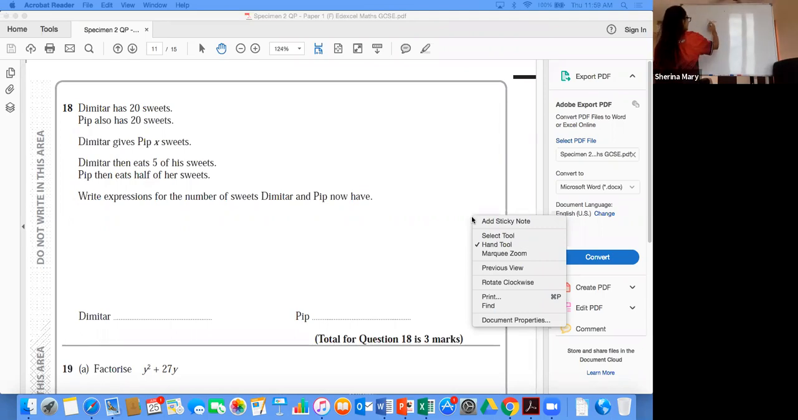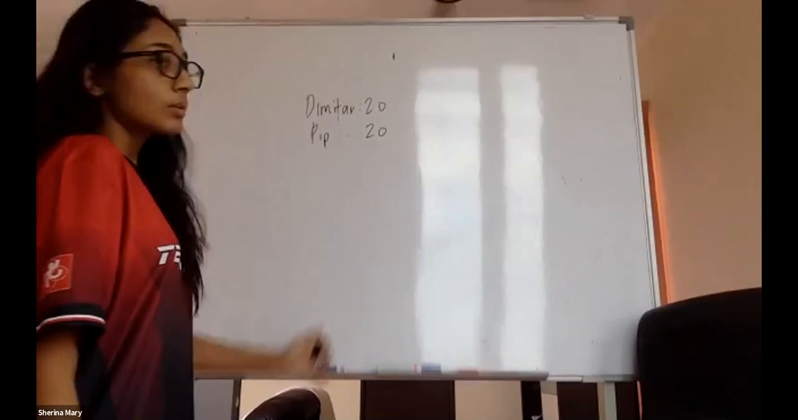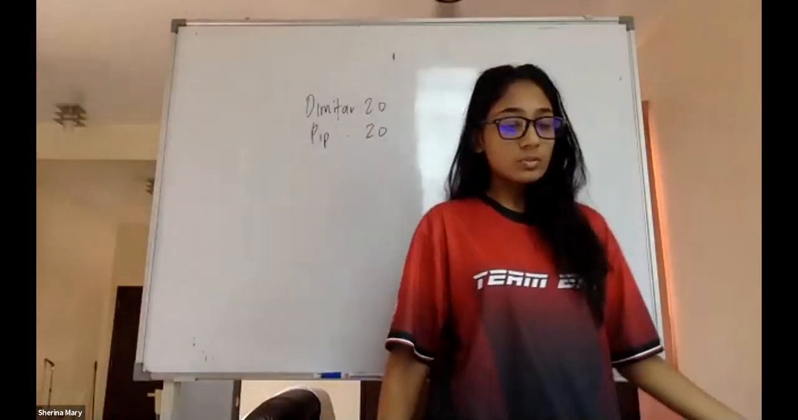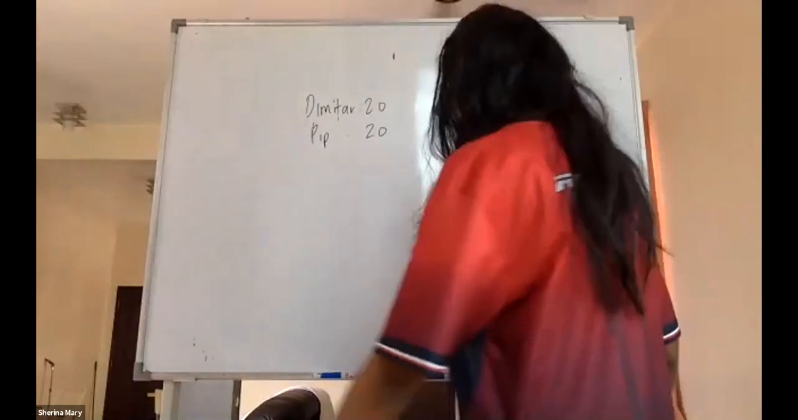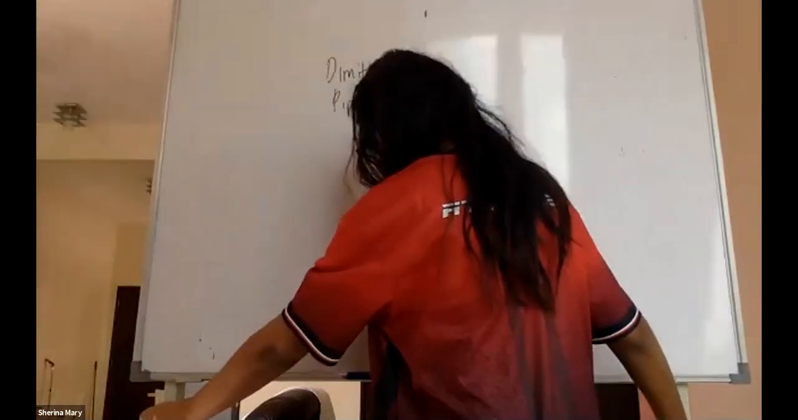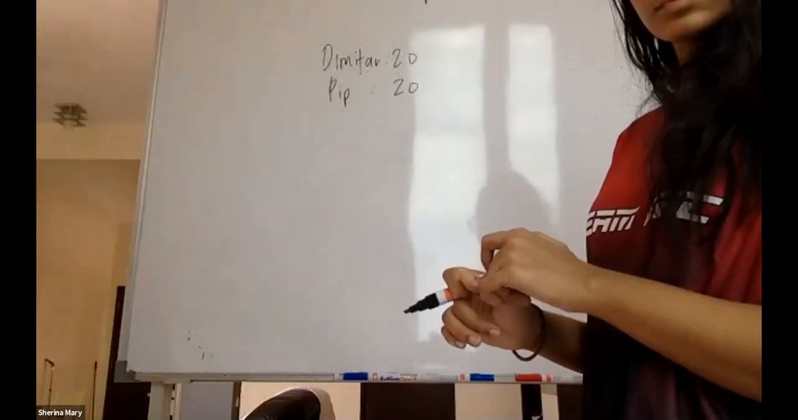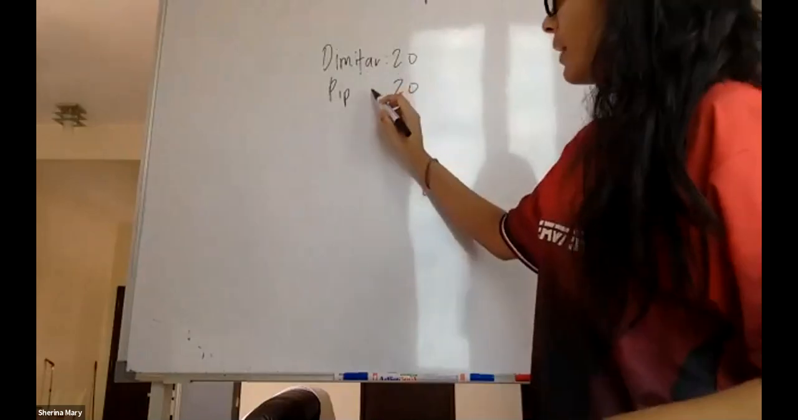So they both start with 20 sweets. Okay? And then it says that Dimitar gives Pip X sweets. So Pip had 20. So now Dimitar gave X sweets. So now Pip will have how many sweets? How many sweets will Pip get? 15 now? Huh? 15.